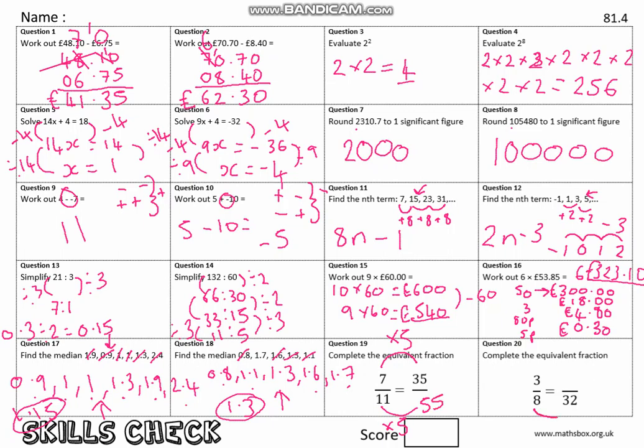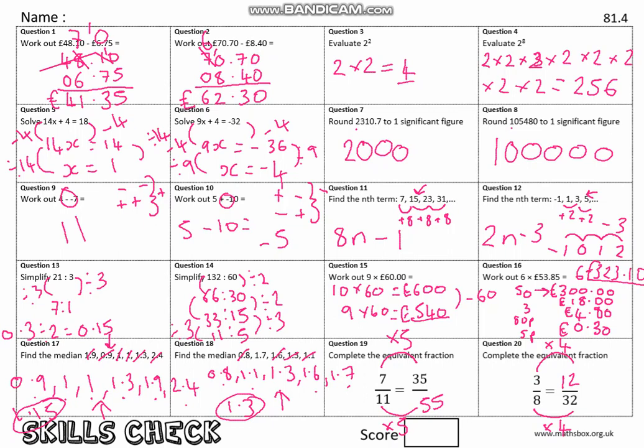Now the next one's a little bit easier. So we've been given the denominator for these. So what do I have to times 8 by to get to 32? Well, I have to times 8 by 4. So then I've just got to do the same to the top. So 3 times 4 is 12. So there's my answer, 12 over 32.